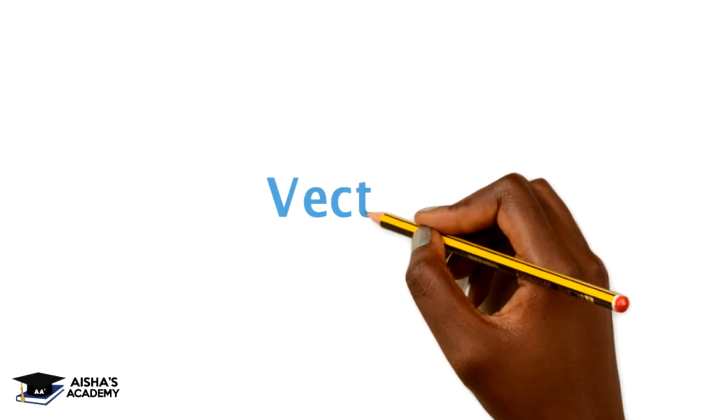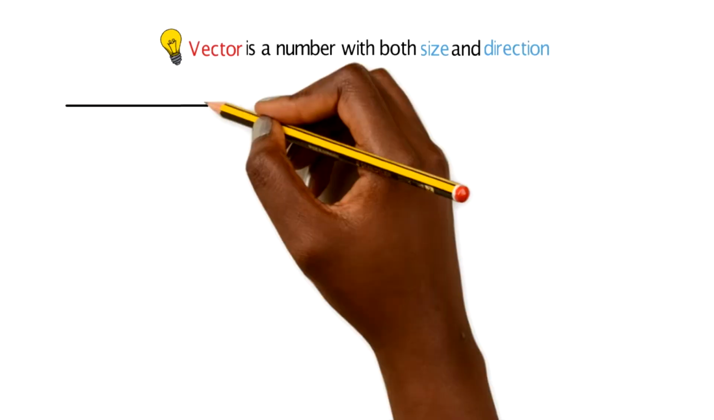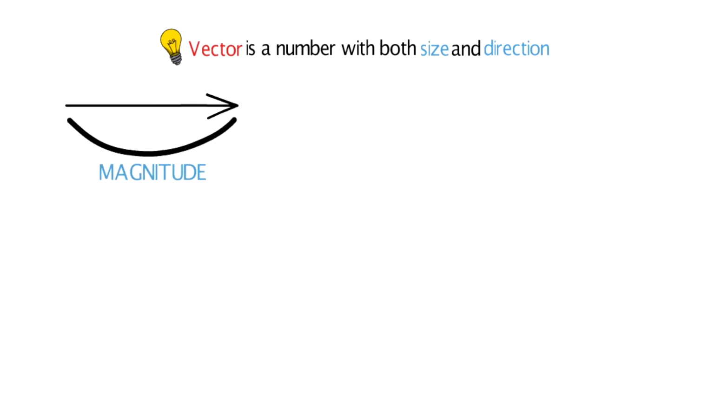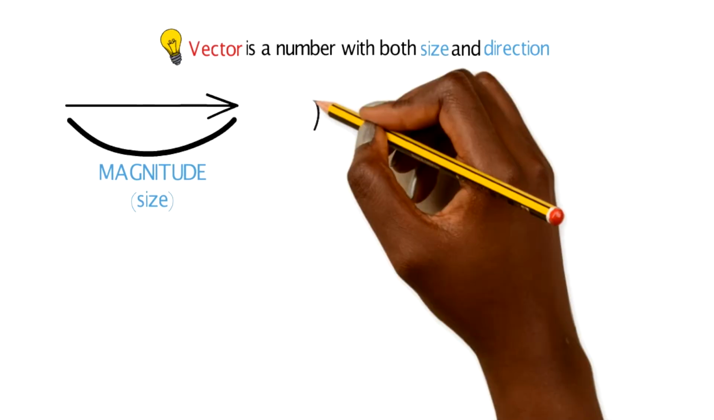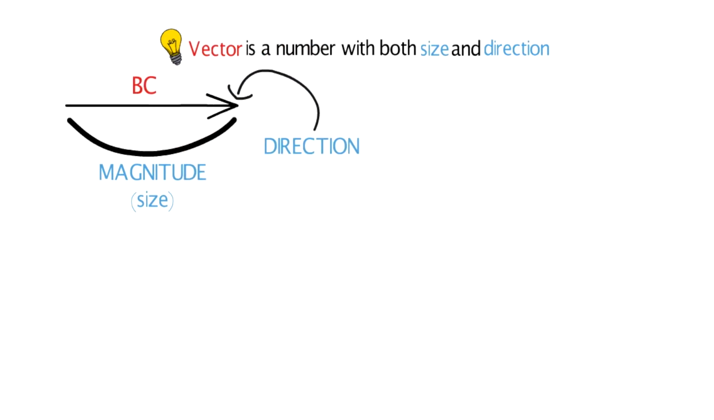And in today's video we're going to be going through vectors. So first off, vectors are basically numbers with both size and direction. So this is usually how vectors are represented. If we look at the length of the arrow, that's the magnitude, that's the size. Magnitude is the word that we tend to use for size of vectors. And direction is observed by the direction of the arrowhead.